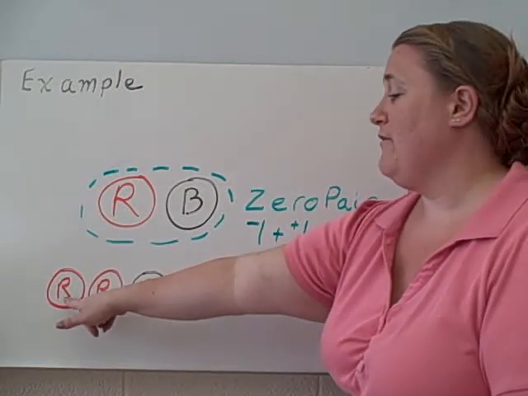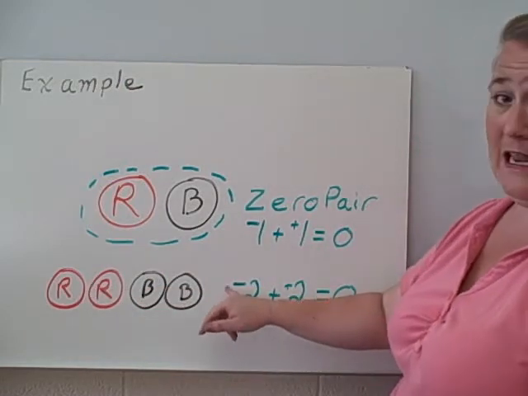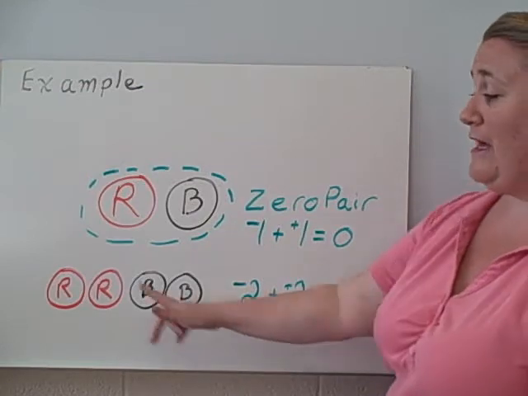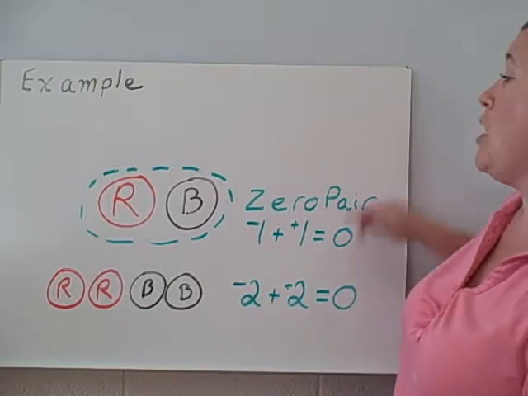Also, if I have 2 red chips and 2 black chips, that's just like saying -2 plus +2. Again, additive inverses, opposites, gives me the answer of 0.